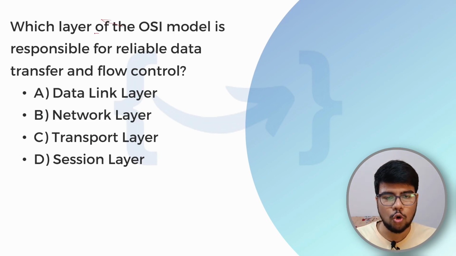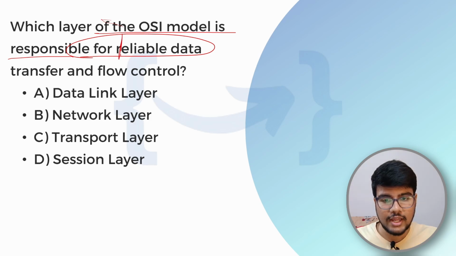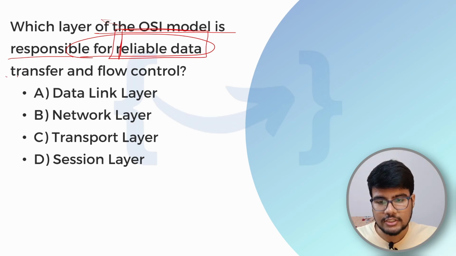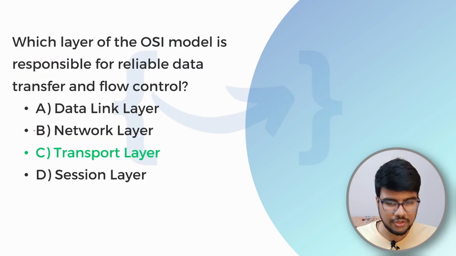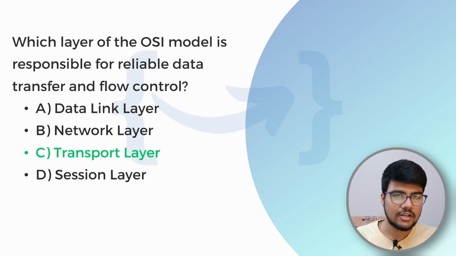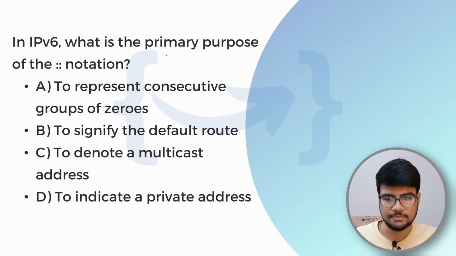Which layer of the OSI model is responsible for reliable data transfer and flow control? Don't you think we are talking about the transport layer here? Yes, the transport layer is the right answer to this question.